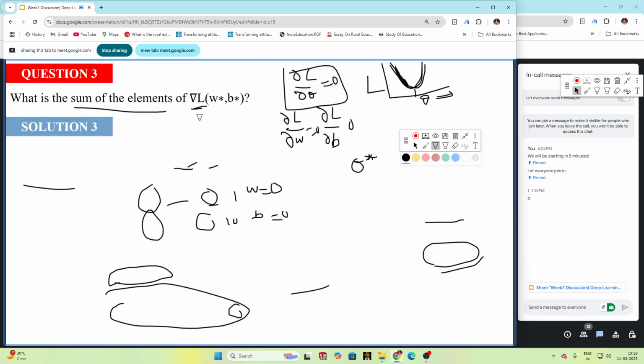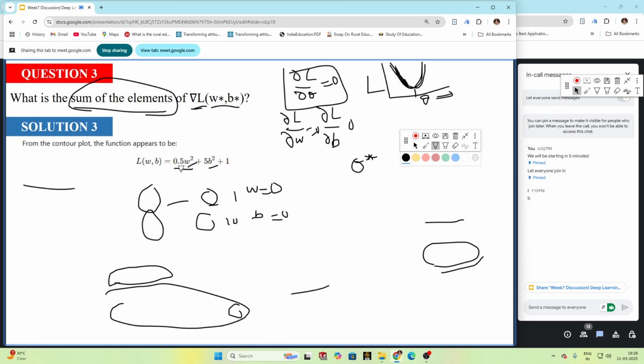Now the first question told us to find the sum of elements for this w star, b star for del L. That is, you have to find w star plus b star for the point at which the gradient is 0. That is the meaning of it. So how will we proceed?